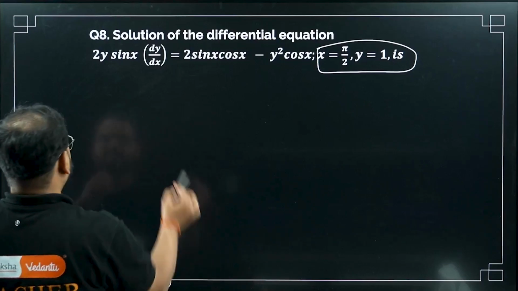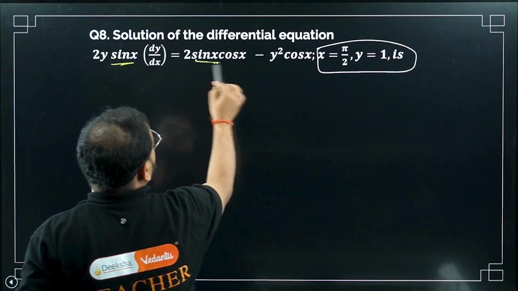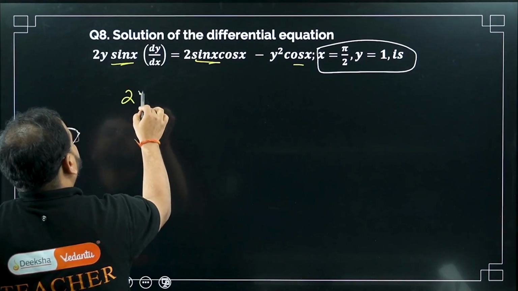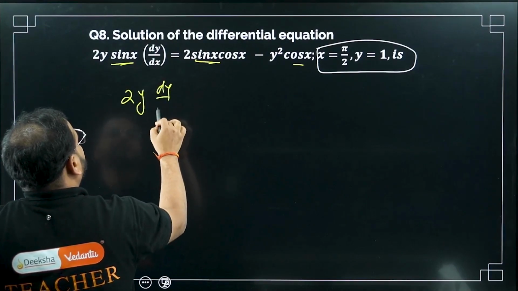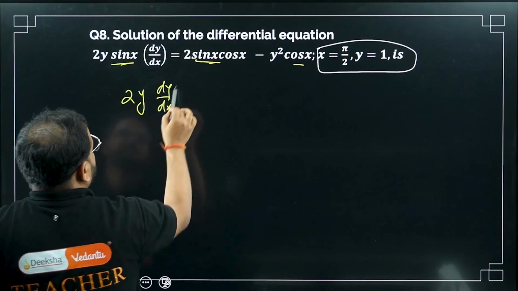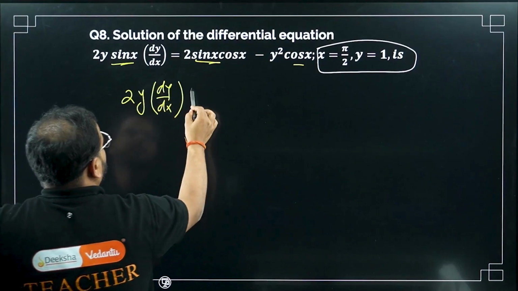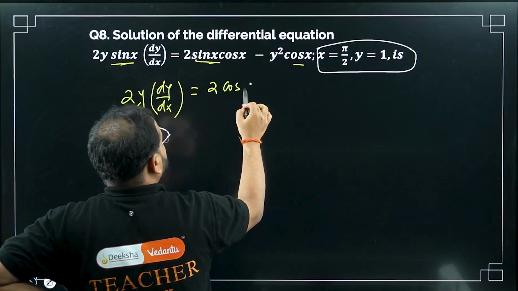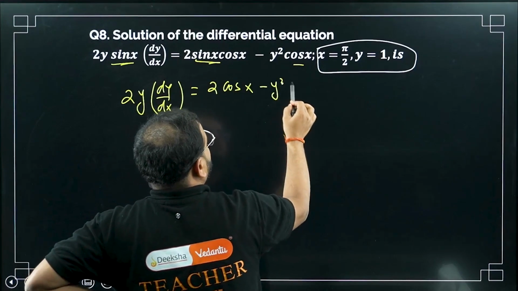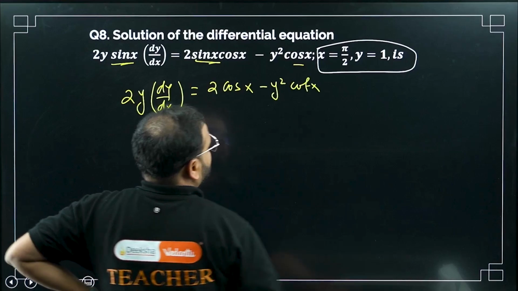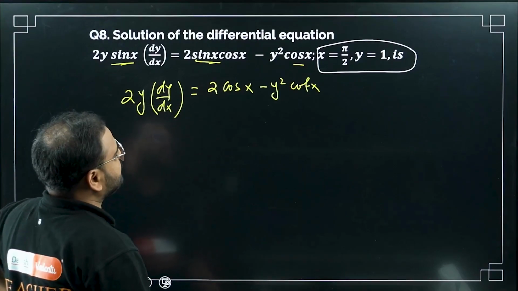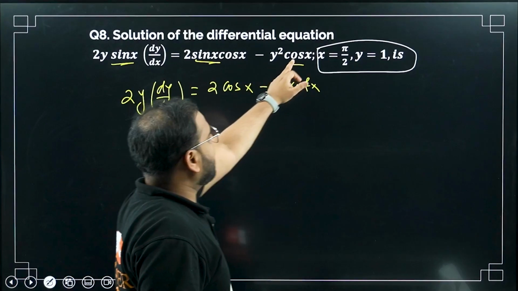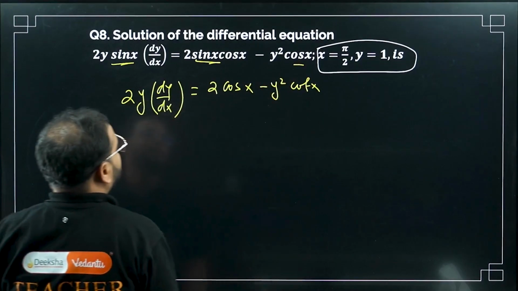Okay, I can divide everything by sin, no? Let's do it first of all. So I get 2y dy by dx equals to 2 cos x. Achha, I've done a question like this. Y square cot x. Cos by sin, sin by sin will cancel, so only cos is left, and cos by sin will become cot.